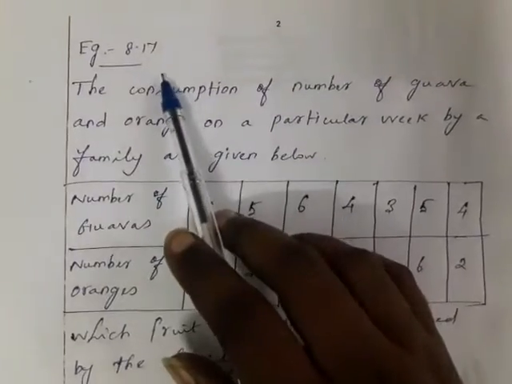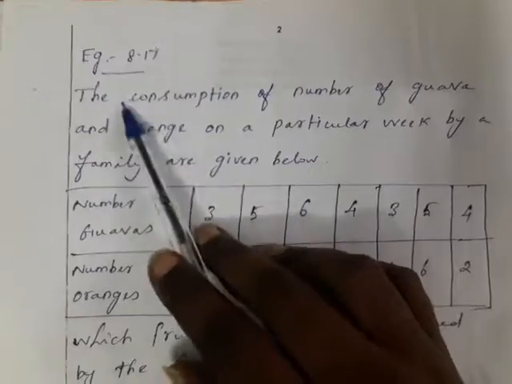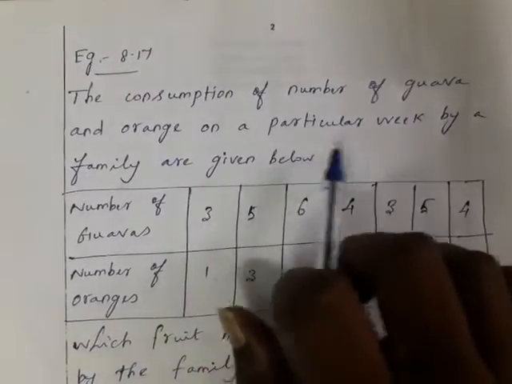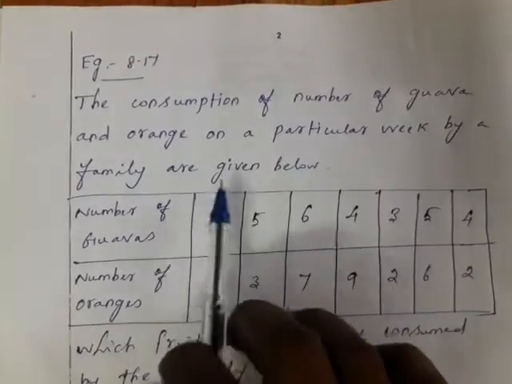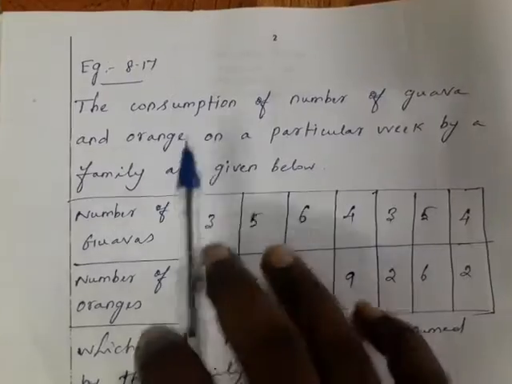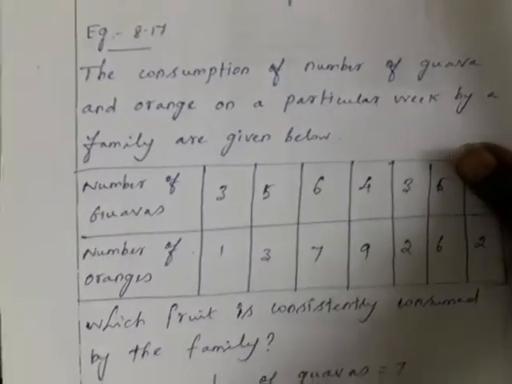Good morning, students. Next, we are going to discuss example 8.17. The consumption of number of guavas and oranges in a particular week by a family is given below. Number of guavas, number of oranges are given. So this one is a coefficient of variation. How to find out the coefficient of variation?